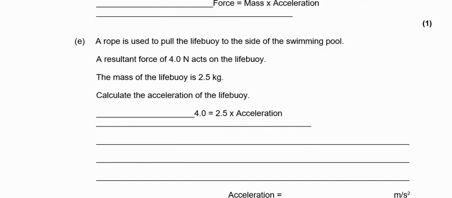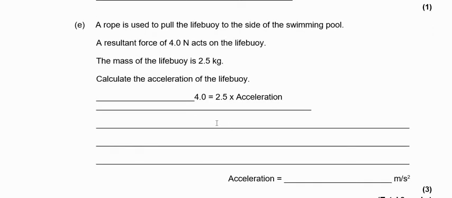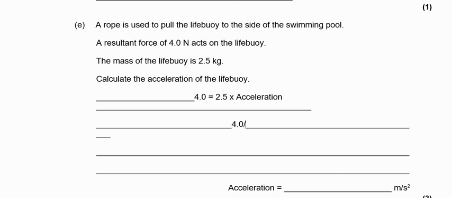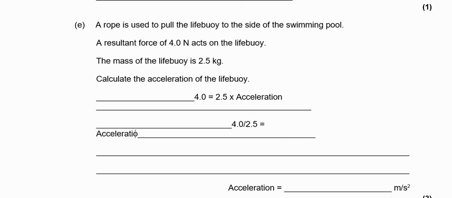Once you have done that, you can then rearrange the equation. I need to make acceleration the subject of this equation, so it needs to be on its own on one side of the equation. It's currently multiplied by 2.5. If I divide both sides of the equation by 2.5, then the 2.5 will cancel out. We should then use a calculator to get our final result. Our final result is that acceleration is equal to 1.6.